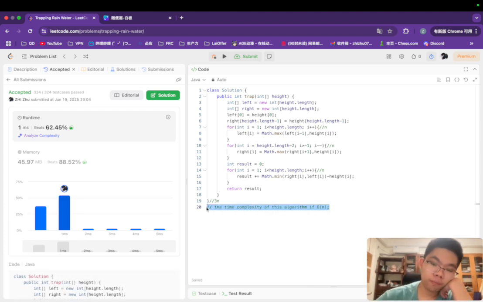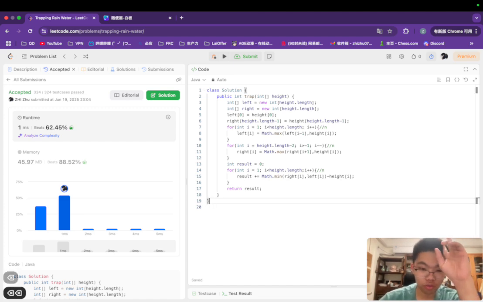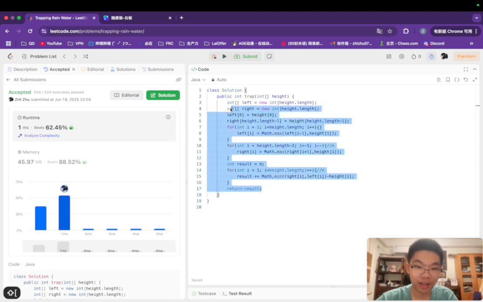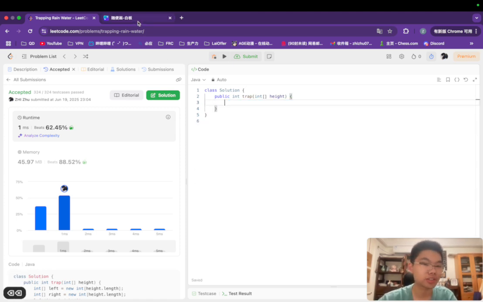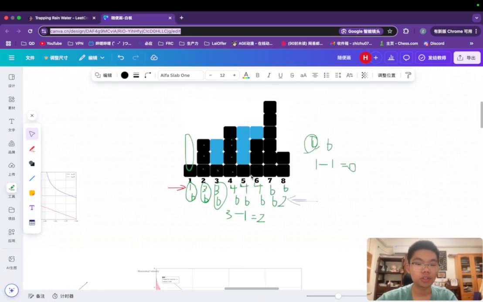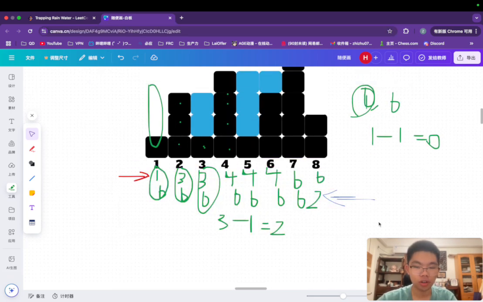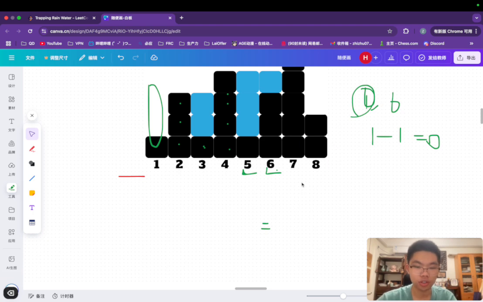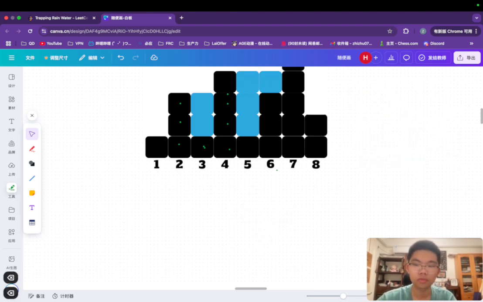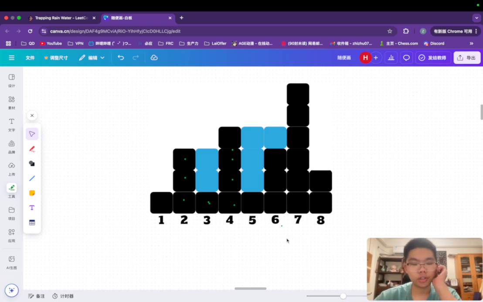Okay. However, here's a second way to solve this problem. And the second way should be even faster, slightly faster than the first way. So let's think about the question from another perspective. So let's just delete these nodes here.